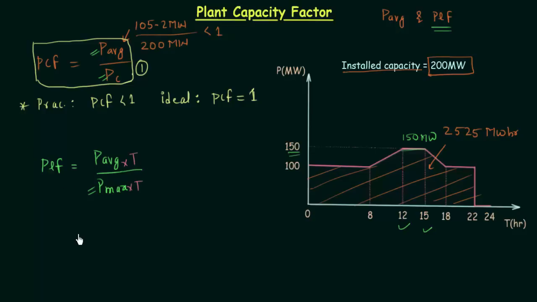I will write this down. Energy produced in total hours is given by P average multiplied with time T.